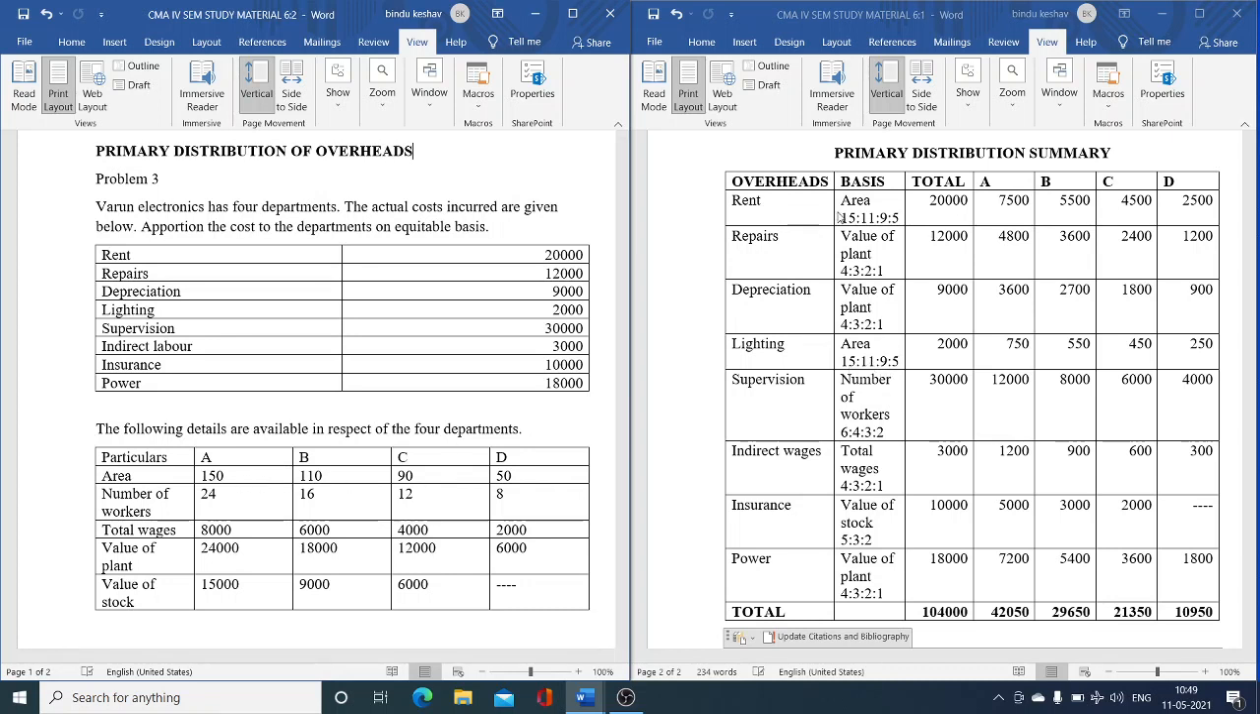15:11:9:5. Already we have found this ratio for rent. So the ratio for lighting is 15:11:9:5. So the amount of rupees 2,000 will be distributed among the different departments in this way: 750 for A department, 550 for B department, 450 for C department, and 250 for D department.